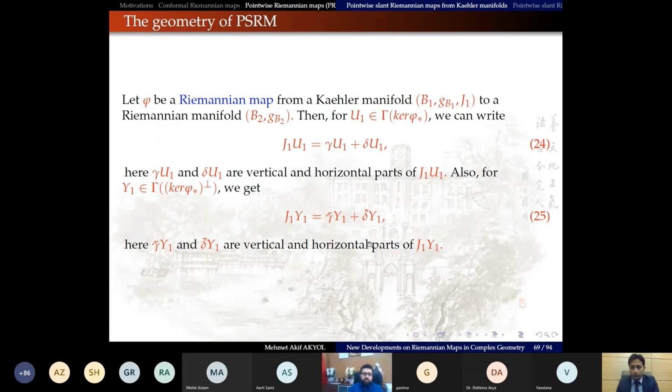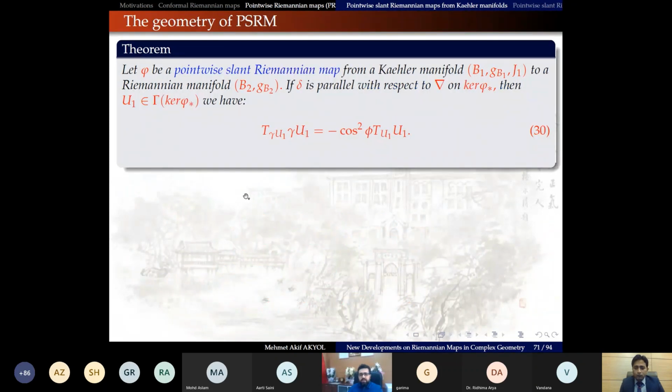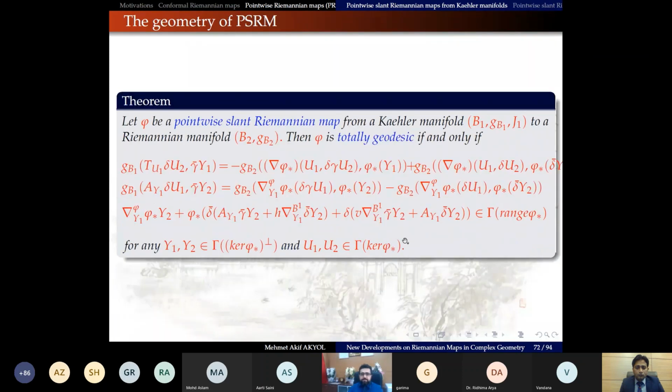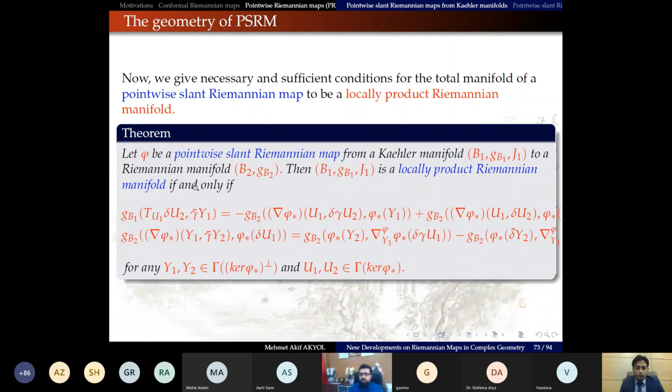Also, we have a geometry of these Riemannian maps, 24, 25, 26, 27, 28, 29. The same as for Solanus Riemannian maps, Solanus submanifolds, and Solanus submersions, and we have 13. And also 31, 32, 33 for the harmonicity of the map. And the map is totally geodesic. We have these conditions. For a locally product Riemannian manifold, we have these conditions.